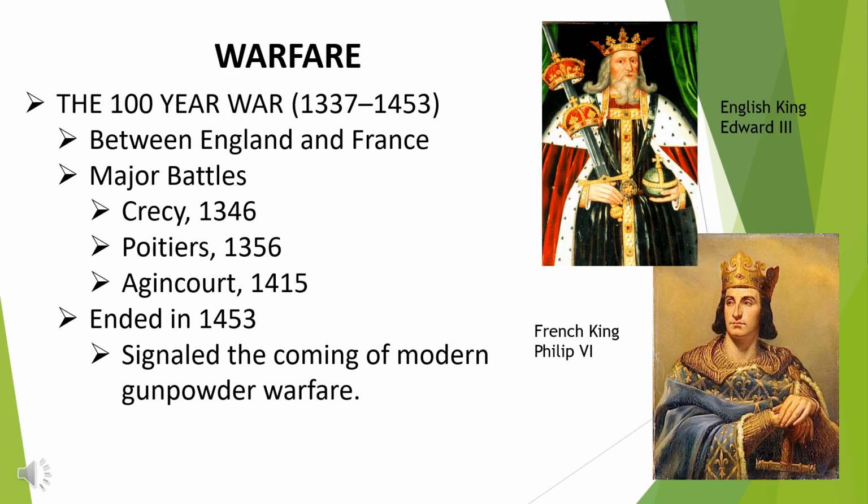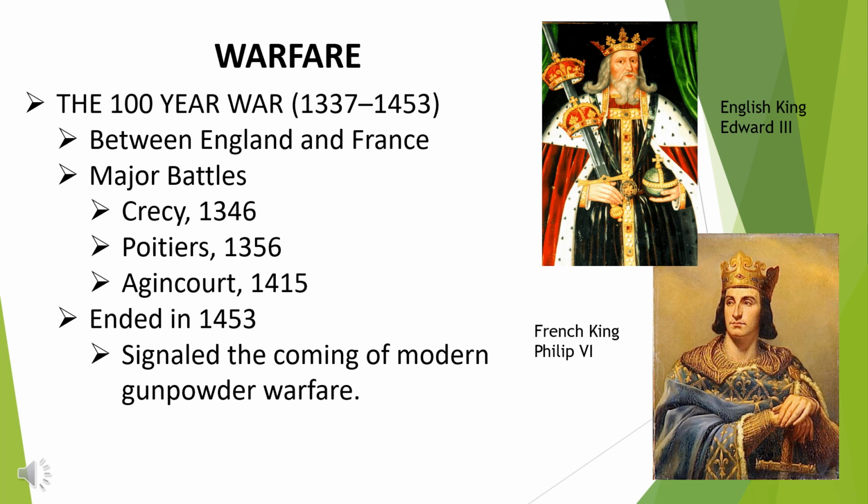The Hundred-Year War lasted from 1337 to 1453. It was between England and France. There were three major battles. The first one being the Battle of Crécy in 1346, where English archers effectively used their new longbows against the French.